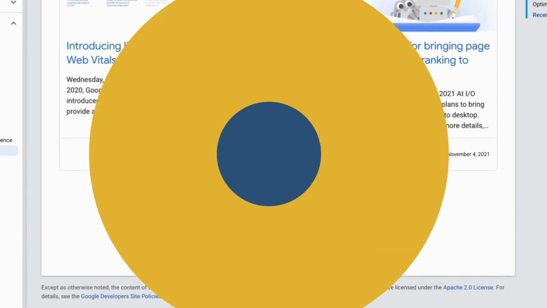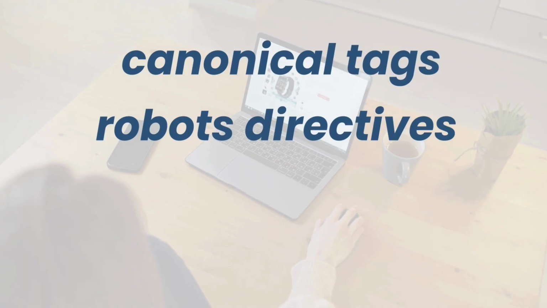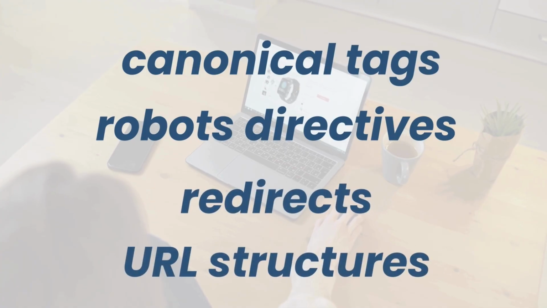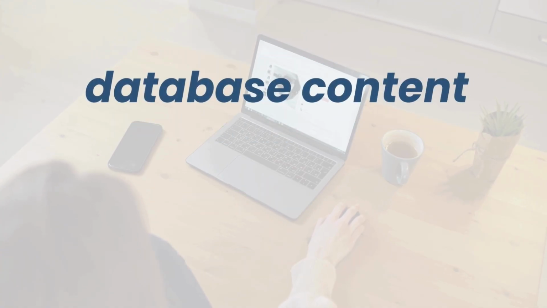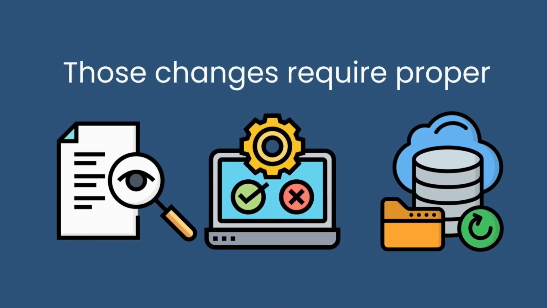AI can help explain the reports, but do not allow it to automatically change canonical tags, robots directives, redirects, URL structures, database content, theme files, or production code. Those changes require proper review, testing, and backups.